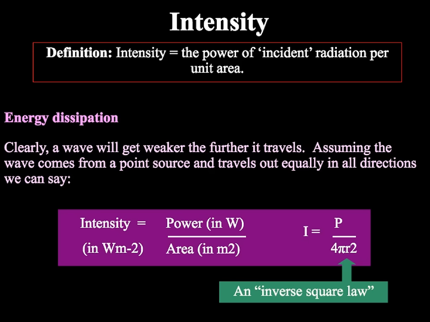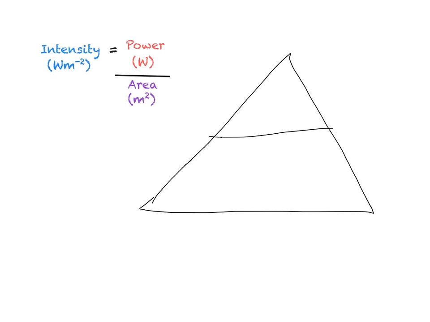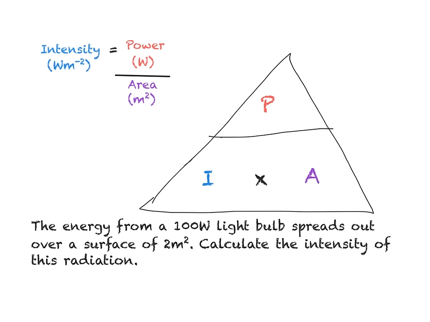However, we can rearrange this equation to make it much simpler to work with. The equation that we looked at was intensity equals power over area. We can rearrange this into a simple triangle, where power goes on the top and intensity and area on the bottom. We will now try a simple calculation. Our question is, the energy from a 100 watt light bulb spreads out over a surface of 2 meters squared. Calculate the intensity of this radiation.